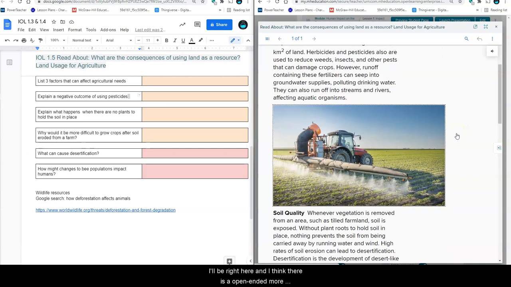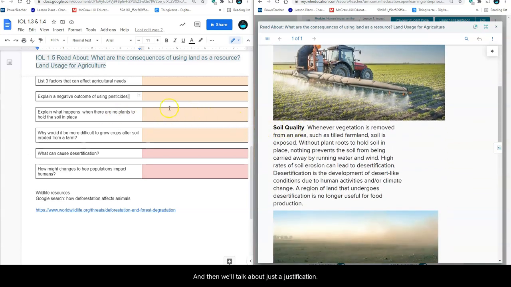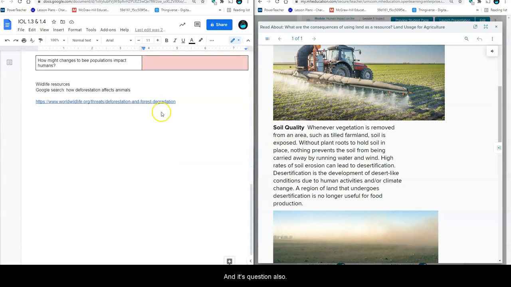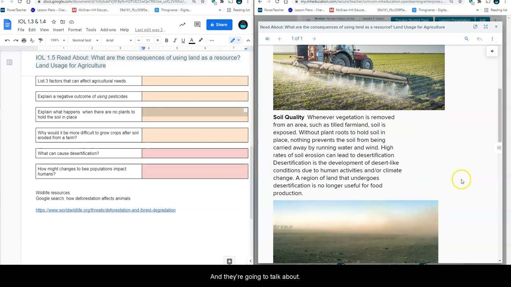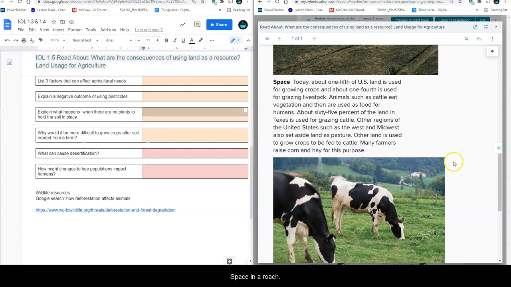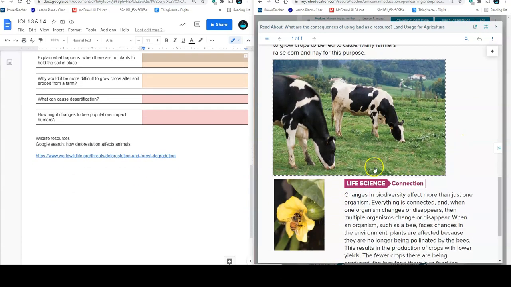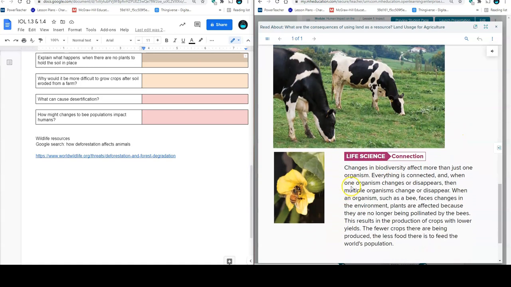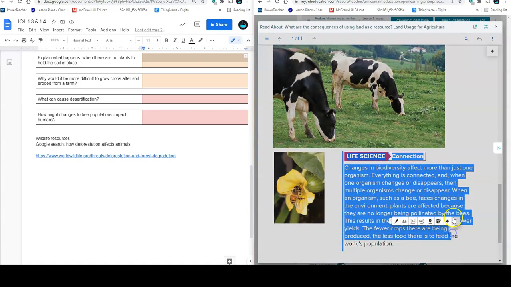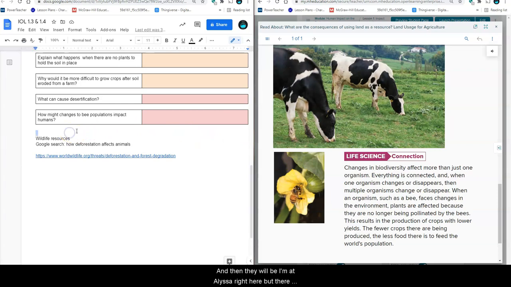And I think there's more than one open-ended answer. And then we'll talk about desertification, which is going to be a little bit here. And this question also. And then they're going to talk about space and erosion. And then the last section will have a quick little discussion about bees. And then there will be, I haven't listed it right here, but there will be an extension about bees and their importance in the ecosystem and how they're a cornerstone species.